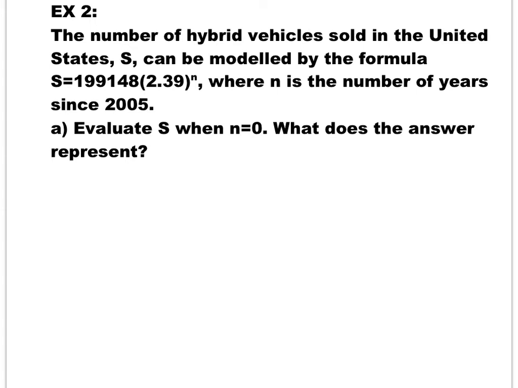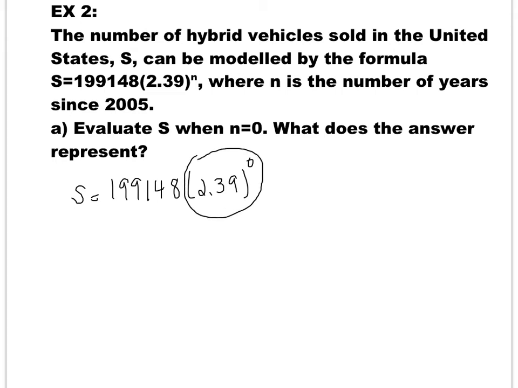To do that one, if I put n equal to 0 in the above equation, I get S is equal to 199,148 times 2.39 exponent 0. But we know any number exponent 0 is going to give me 1. So 199,148 times 1 is going to give me 199,148. Now, what does the answer represent?